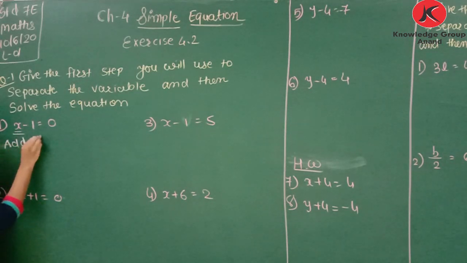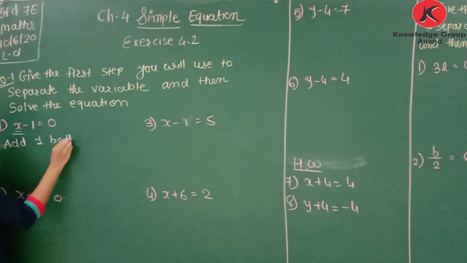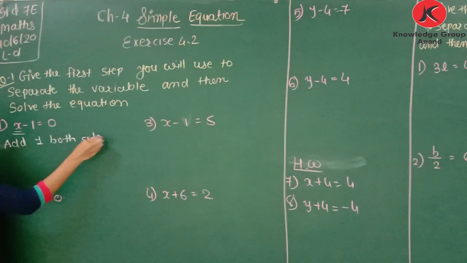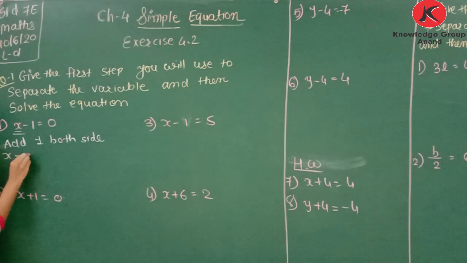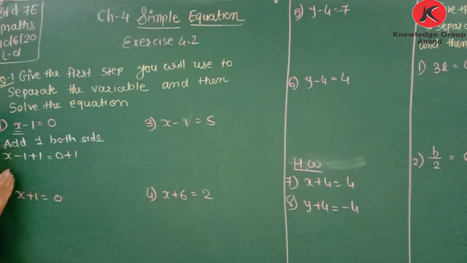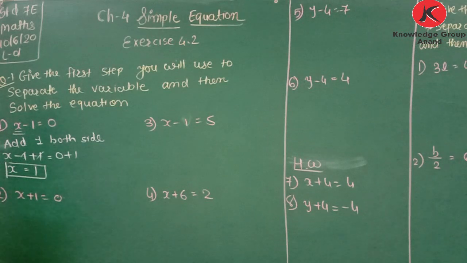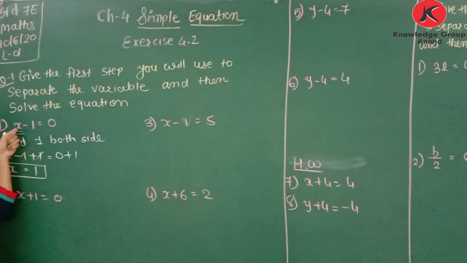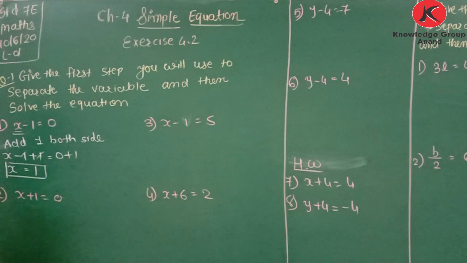Add 1 on both sides. So if we add 1 on both sides, x minus 1 plus 1, 0 plus 1. So it is x. Minus 1 plus 1 cancels, so x is equal to 1. So this is the solution of the equation. You have to check it. So put the value of x in the equation. Here if you write 1, 1 minus 1 is 0. So yes, it is the true value. Okay, your answer is correct.